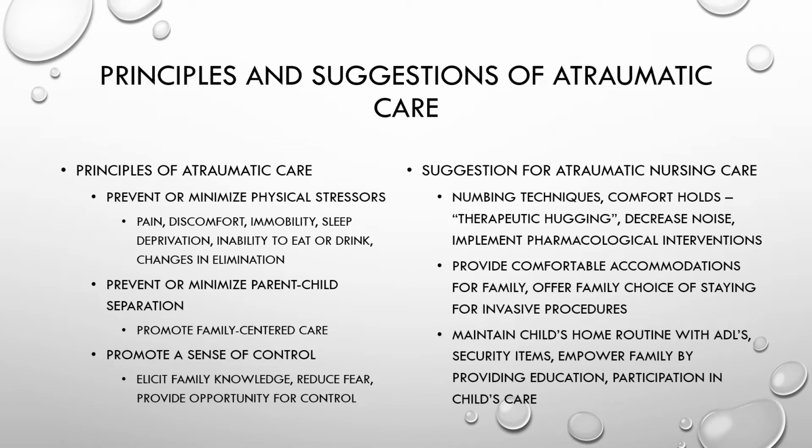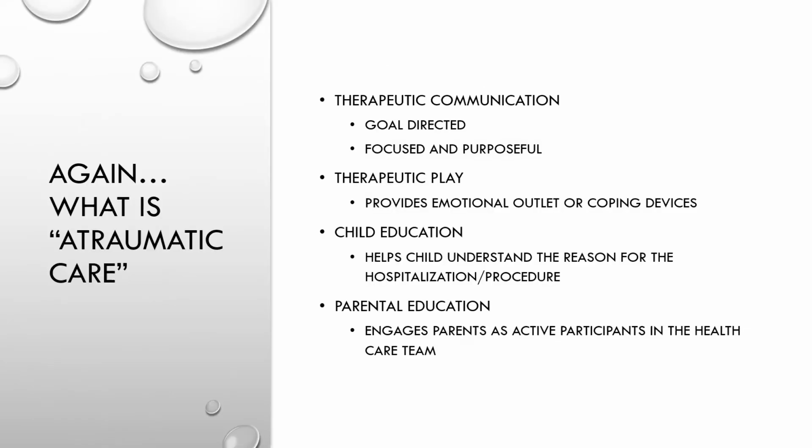Empower that family by providing some education. Elicit their knowledge and then provide the education. And then help them know when participating in their own child's care is okay and is acceptable, right? So those three principles are huge when we're talking about atraumatic care. Prevent or minimize physical stressors, prevent or minimize parent-child separation, and promote some of that sense of control back.